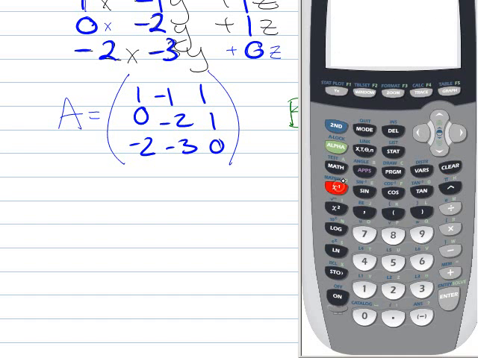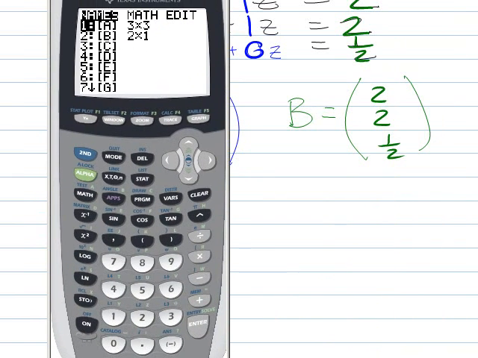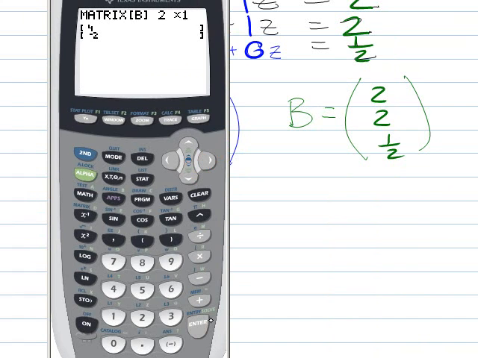So I've got to stick these in. I'm going to put in a 3 by 3: 1, negative 1, 1, 0, negative 2, 1, negative 2, negative 3, 0. And look at that. I'm going to put in my B. I'm so close to an answer. I can taste it. I don't have to cuss at my paper or anything. I just gotta put it in the calculator.